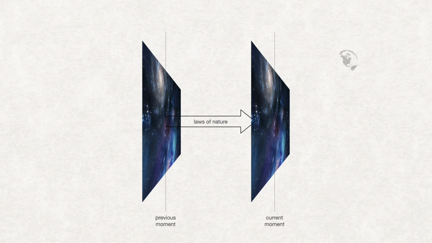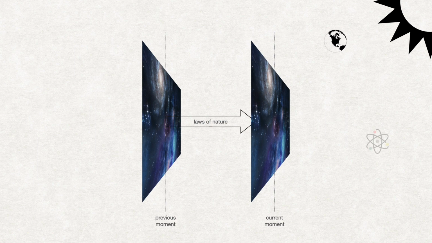For example, the position and velocity of Earth in the current moment is largely determined by its position and velocity in the previous moment and the gravitational force of Sun acting on it. Or the coordinates and movement of a charged particle in the current moment is determined by the coordinates and movement of that particle in the previous moment and the electromagnetic forces exerted on it by other nearby charged particles.